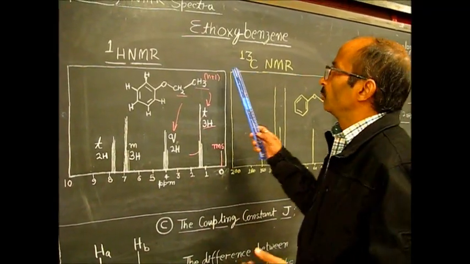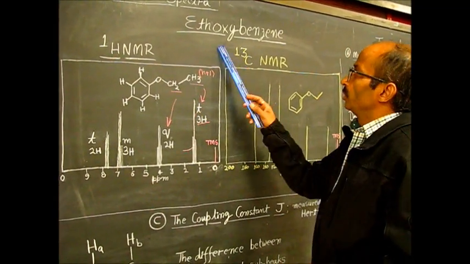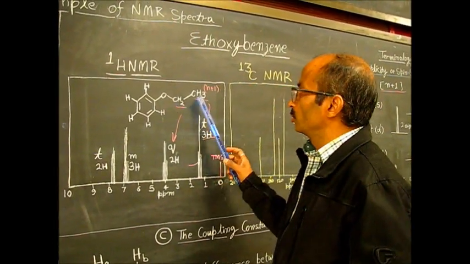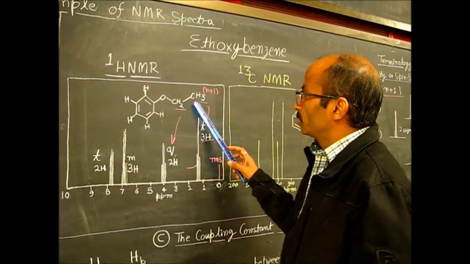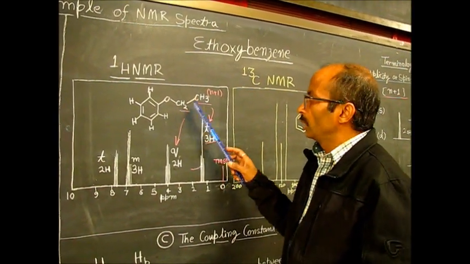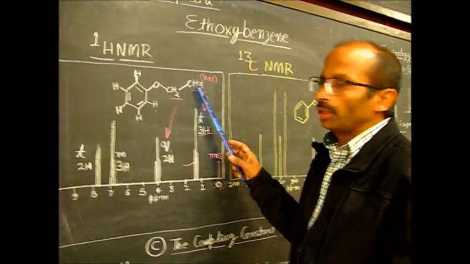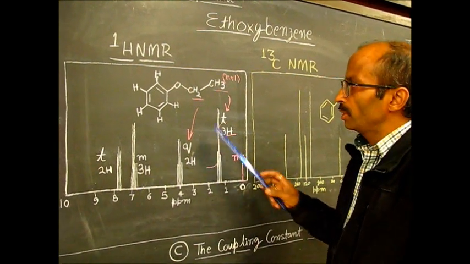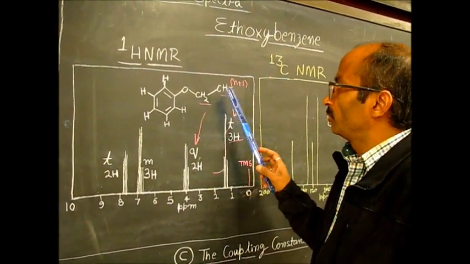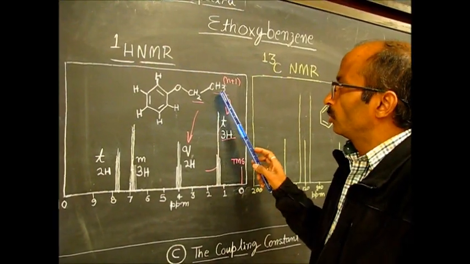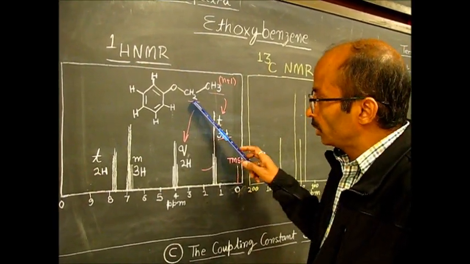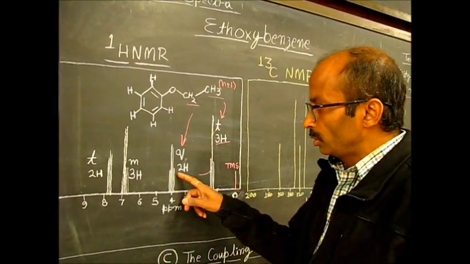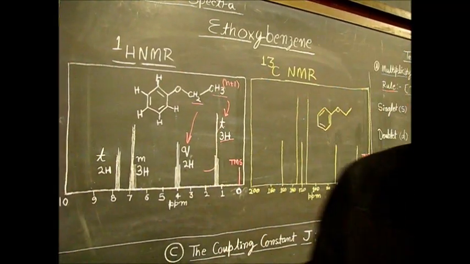Okay, so now we'll see another example of proton NMR using ethoxybenzene. In the case of ethoxybenzene, we have the ethoxy group, CH2 and CH3, and this CH3 has 2 neighboring protons. So according to the n plus 1 rule, this CH3 signal will come as a triplet, 3 protons, and this CH2 has 3 neighboring protons. So 3 plus 1, 4. So this CH2 signal will appear as a 4 line quadruplet, and integration will be 2 protons.